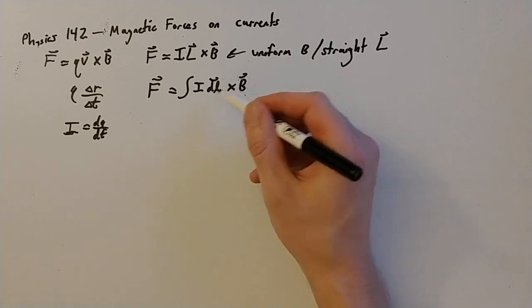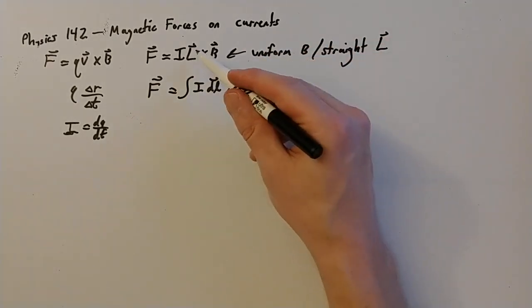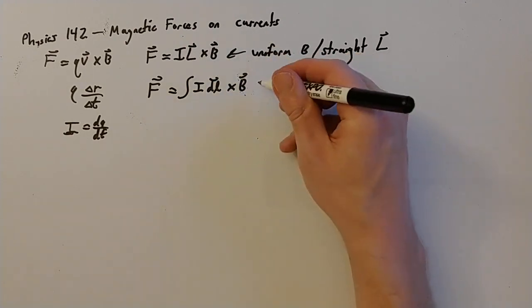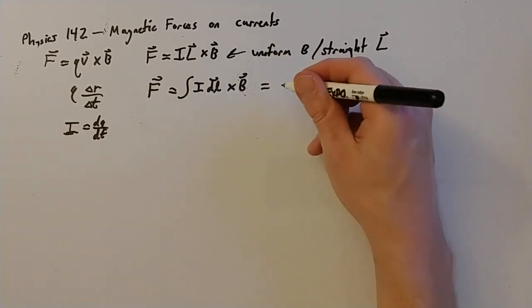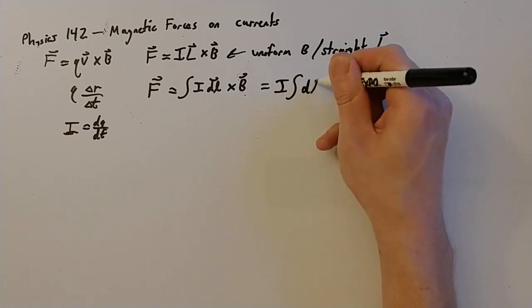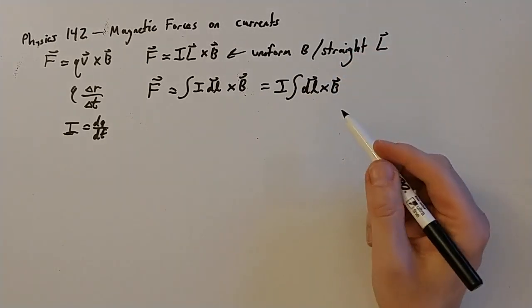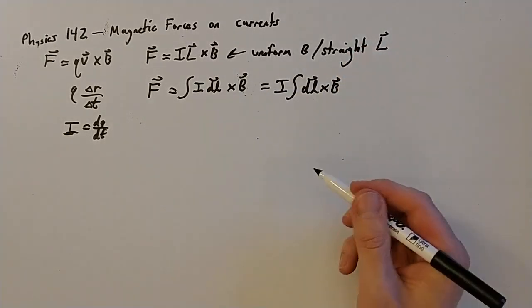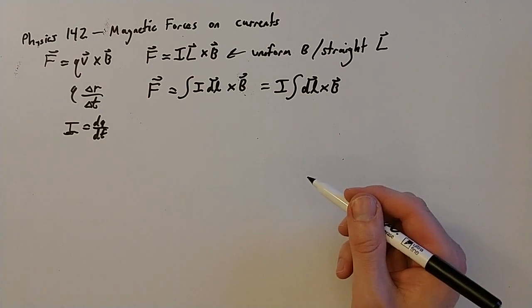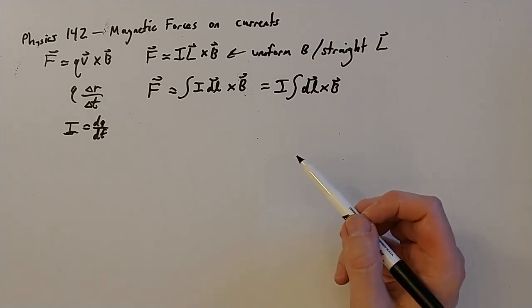Usually we think of the current as being the same in every spot along the wire, so often the current gets pulled out, and this is written as I times the integral of dl cross B. So this is the more general formula for magnetic forces acting on a wire.